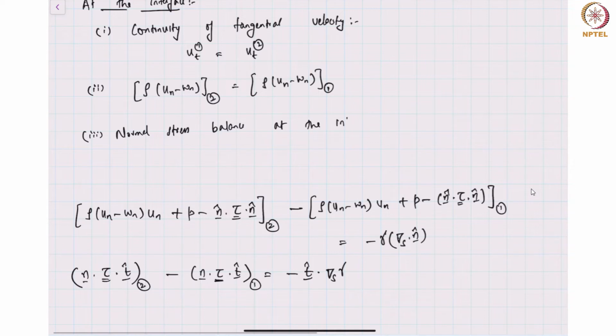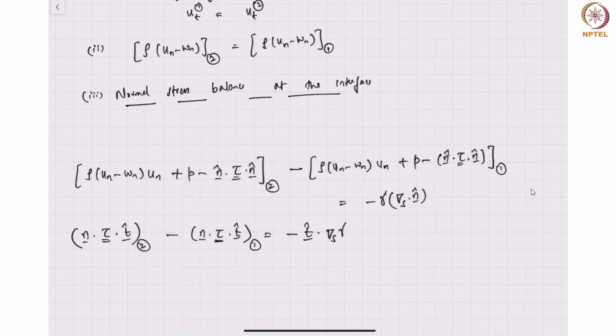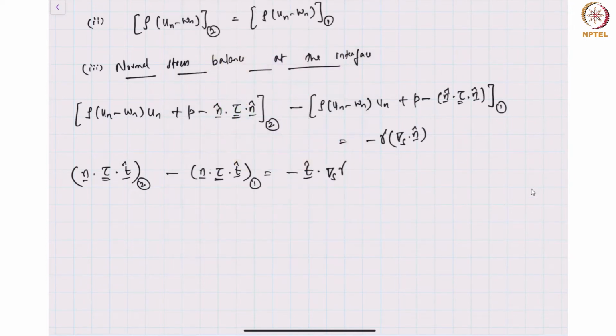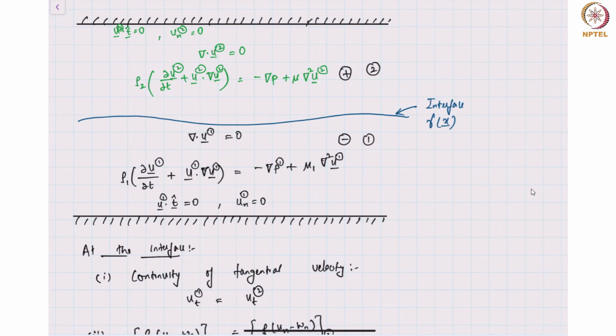at the interface. So the normal stress balance at the interface is just this condition here. And then we have the tangential stress balance at the interface. So having written down all these equations, we have a system of equations for the velocity and the pressure.